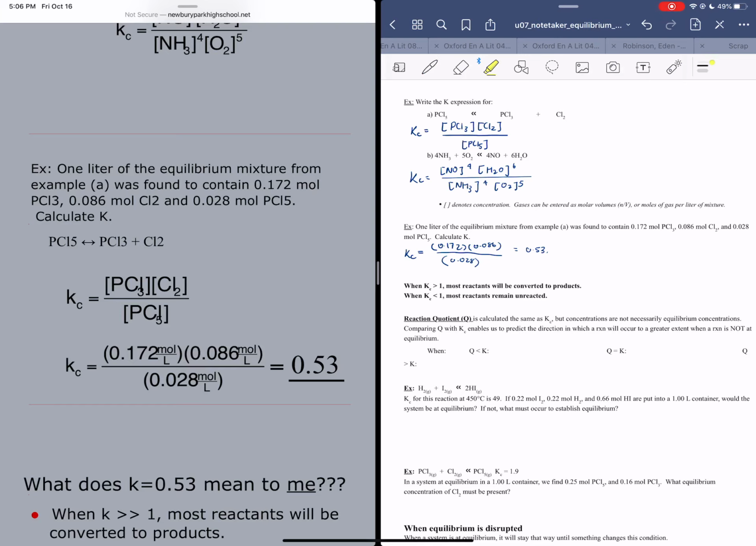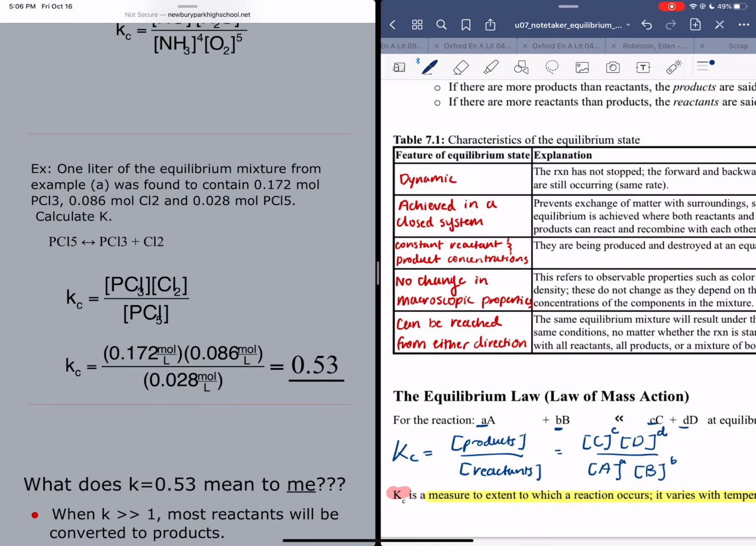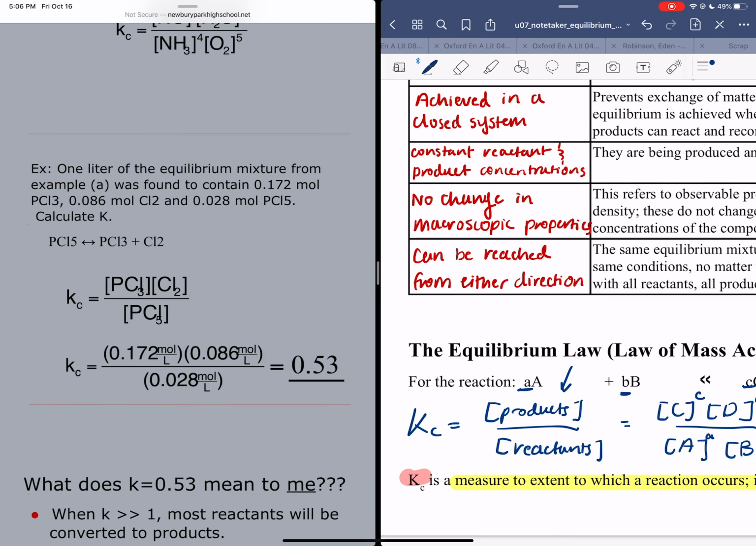Another thing to note, it's quite important, actually. Let's get the red, because it's important. When Kc is greater than 1, there are more products than reactants, and when Kc is less than 1, there's more reactants than products. And this makes sense, because if we go back here, if products is greater than reactants, then this fraction must be greater than 1. If reactants is greater than products, then our fraction must be less than 1.